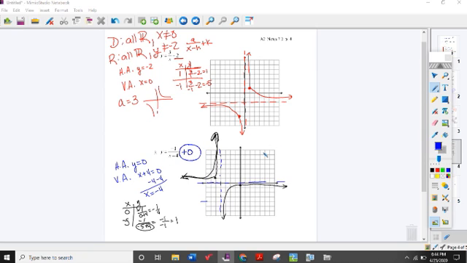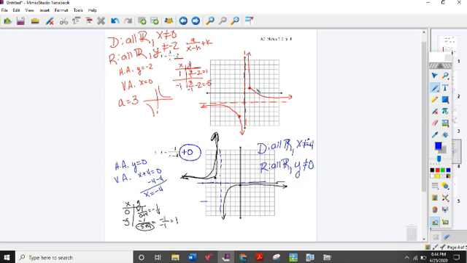For number 3 down here, my domain would be all real numbers except for the value that makes it undefined, which is negative 4. So I say x cannot equal negative 4. That's supposed to be a negative 4. And then my range is all real numbers except where y equals 0, because y cannot equal 0.